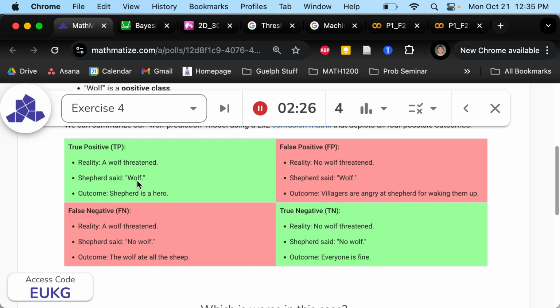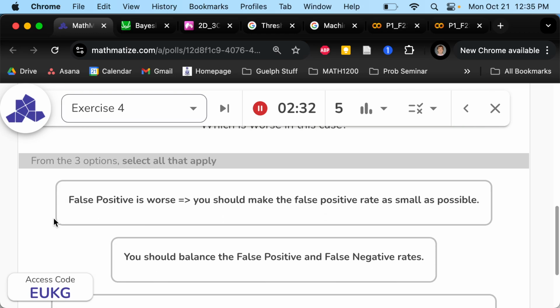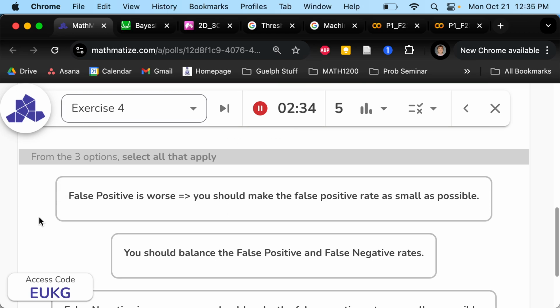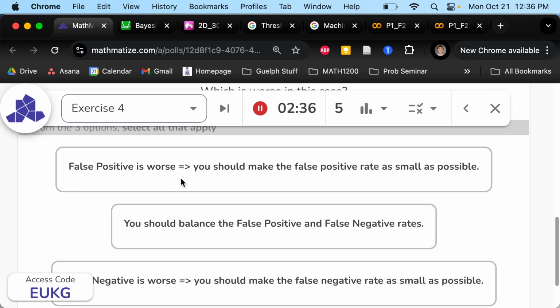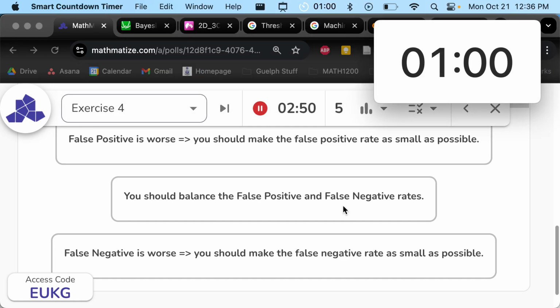And the question for you is, what should we do? I have 3 options. Which is worse? Your options are: false positive is worse, and we should make that rate as small as possible. False negative is worse, and we should make that as small as possible. Or you should balance them. So think about these 3 options. Pick your favorite. I'll give you 1 minute to think about it, and we'll see what people think.